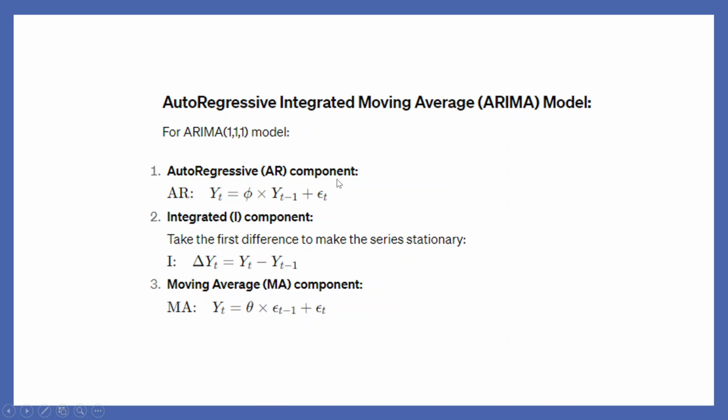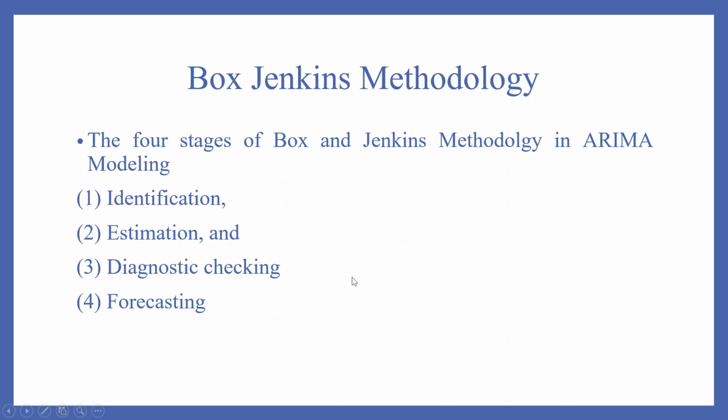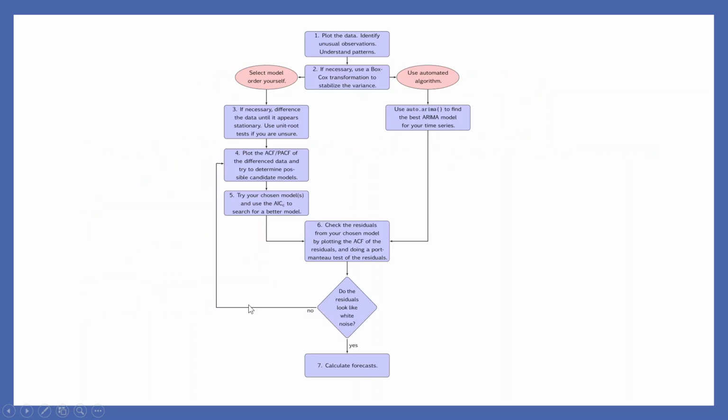So the autoregressive component AR is YT is equal to phi into YT minus 1 plus epsilon T. Integrated means we take the first difference of the series, and the moving average is YT is equal to theta into epsilon T minus 1 plus epsilon T. The four stages of Box and Jenkins methodology in ARIMA modeling are identification, estimation, diagnostic checking, and forecasting.